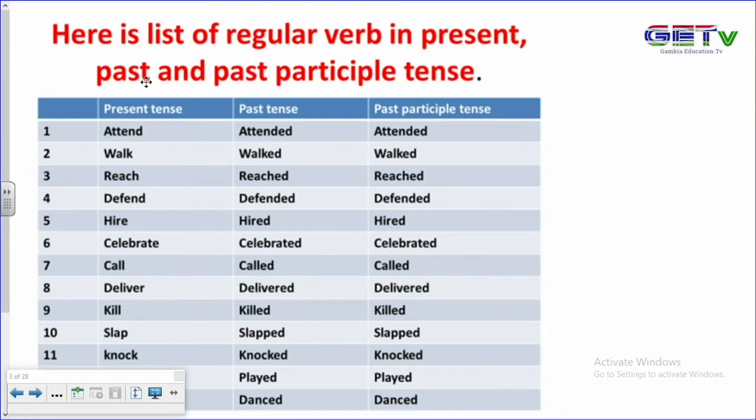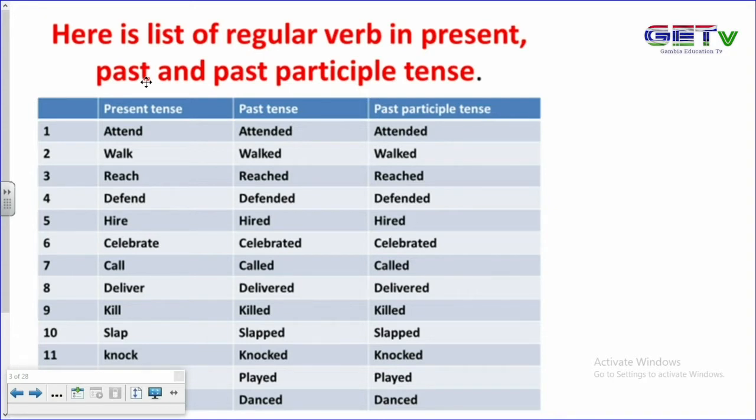Call. The base form is call, the past tense is called, and the past participle is also called. You say, I always call you. In the past tense, you say, I called you yesterday, but you did not pick. In the participle form, you say, I have called you, but you did not pick.